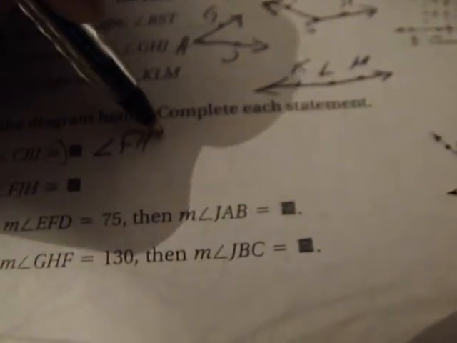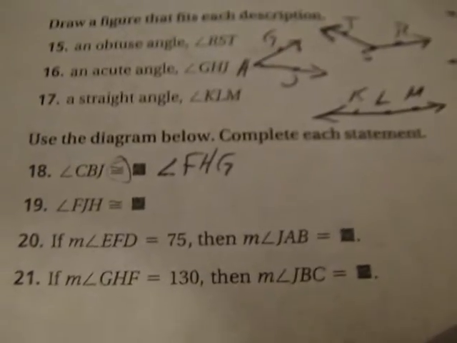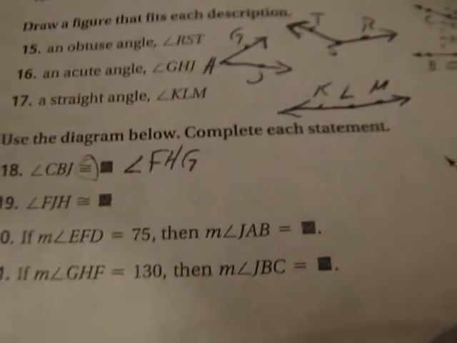I'm going to go with angle FHG, but DHG would also be correct, as would GHF. As long as H is the vertex, and we're talking about this angle here, we're good.